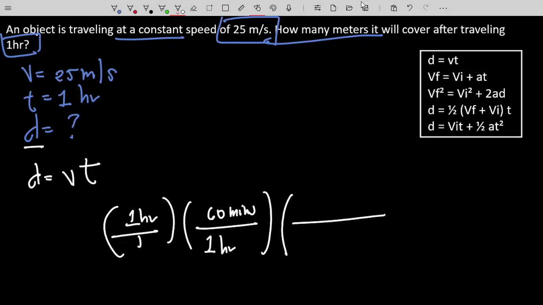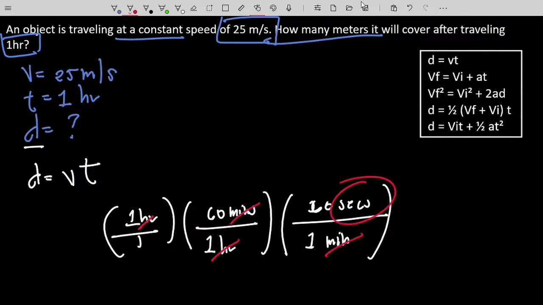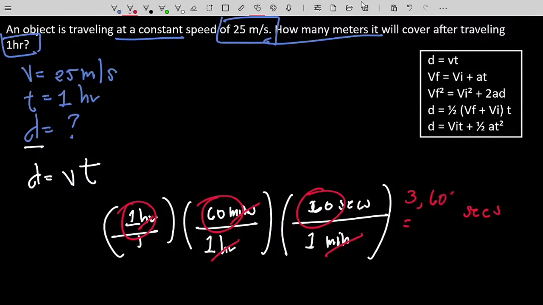Now we also know that in 1 minute, we actually have 60 seconds. Now we have to cancel same units, your hour of course and your minutes. Now seconds are what we are trying to look for, so just bring down seconds. Now 1 multiplied by 60 multiplied by 60, then you should have the value of 3600. So therefore, 1 hour is actually equal to 3600 seconds.